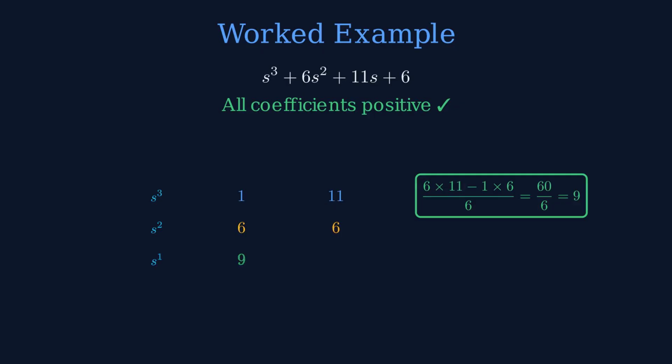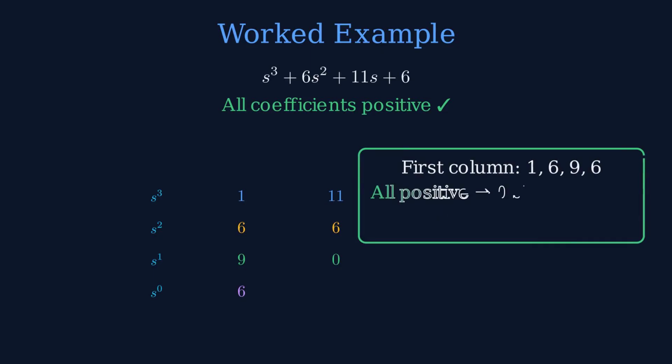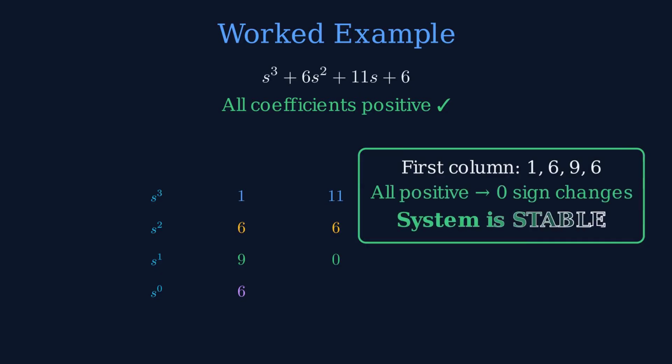For the s to the 1 row, 6 times 11 minus 1 times 6, all divided by 6. That gives 60 minus 6 over 6, which is 9. For the s to the 0 row, 9 times 6 minus 6 times 0 divided by 9, which gives 6. The first column is 1, 6, 9, 6. No sign changes. The system is stable.